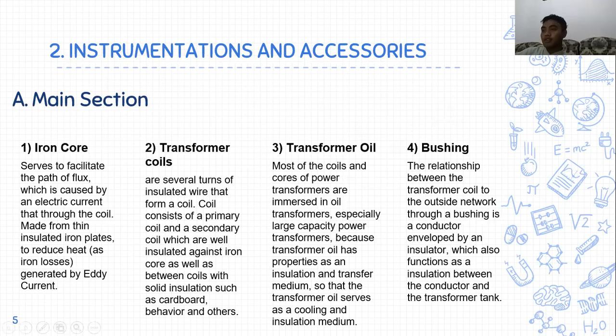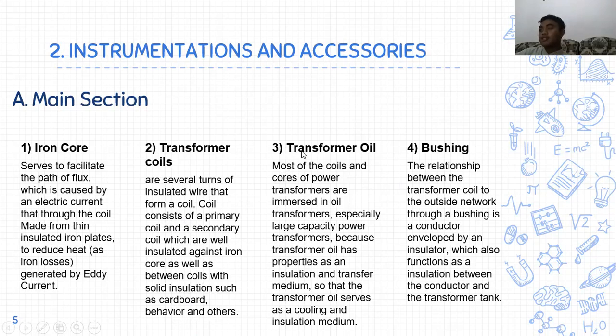Number two is the transformer coil. It is several turns of insulated wire that form a coil. The coil consists of a primary coil and a secondary coil, which are well insulated against the iron core, as well as between coils, with solid insulation such as cardboard, foil, and others.